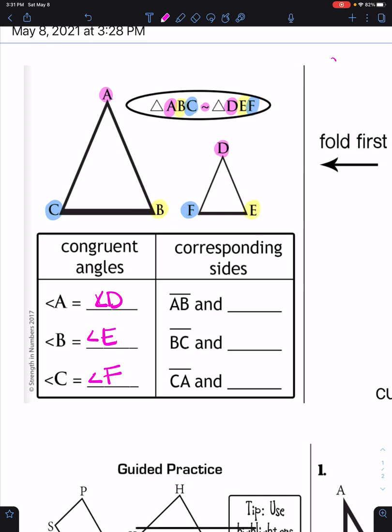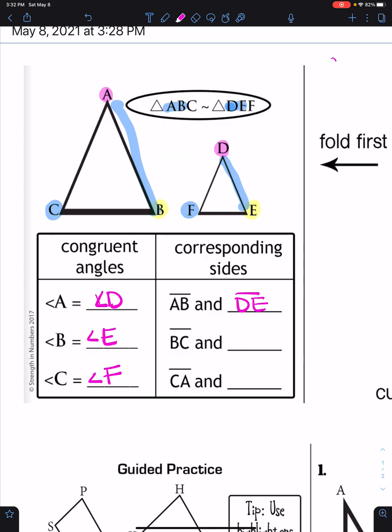And the sides that go together can also be found in the name. What I mean by that is since AB are named together here, then side AB corresponds with DE, because AB and DE in both names of the triangles are the first two letters. And you can see over in the triangle, I'll also highlight them. AB and DE are corresponding sides. You can see they're not the same size, but they're in the same place.